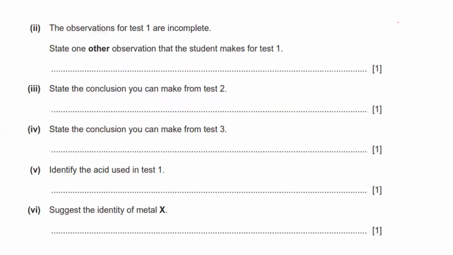Okay. Then it says the observations of test one are incomplete. State one other observation that the student makes for test one. So basically, when hydrogen gas is coming out, there would be some bubbles. So effervescence or bubbling of hydrogen gas is seen. You can simply say bubbles or effervescence is seen.